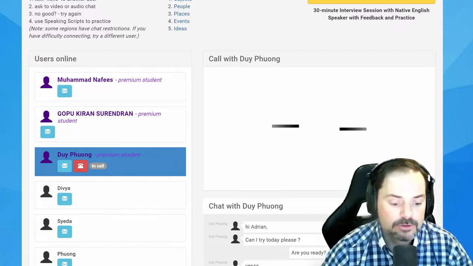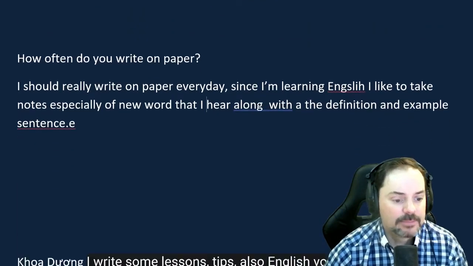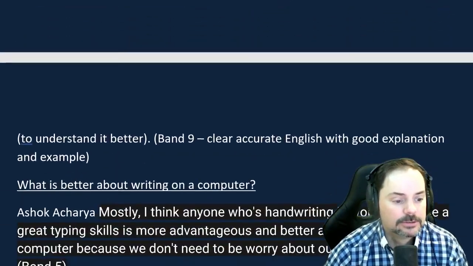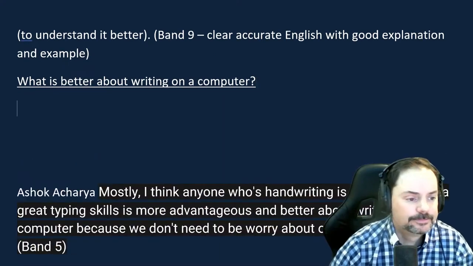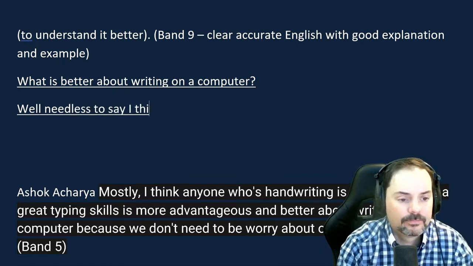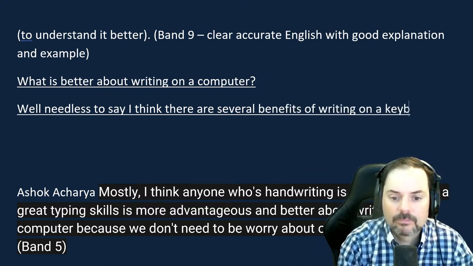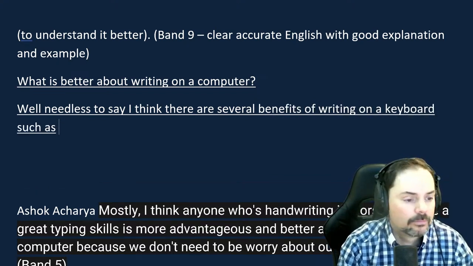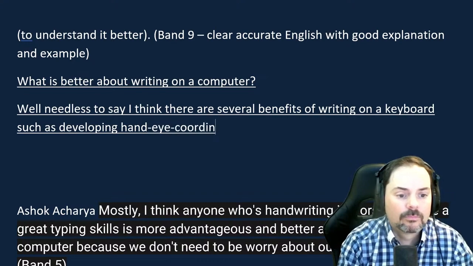Okay, Dewey, are you ready for a few questions? Yeah, I'm ready. All right, let's talk about paper and computer. What is better about writing on a computer? Well, needless to say, I think there are several benefits about writing on a keyboard of a computer compared to handwriting, such as developing hand-eye coordination or improving writing speed. And I think it's just much more convenient to edit a text on a computer as opposed to the pen and paper method. And that's why I prefer typing on a computer to handwriting.